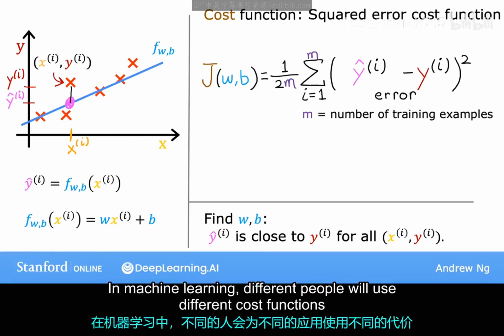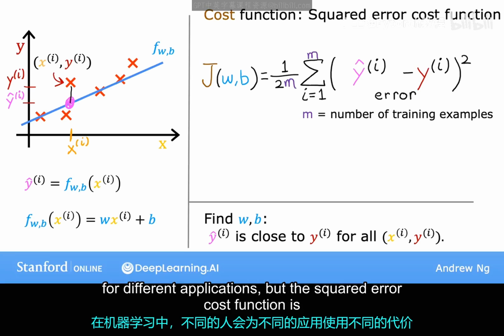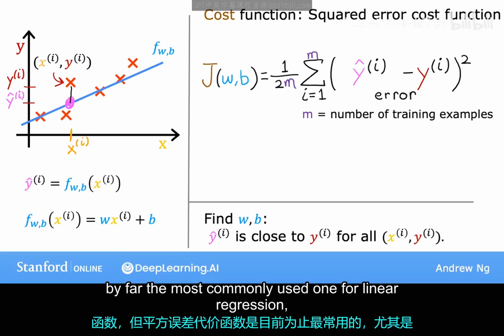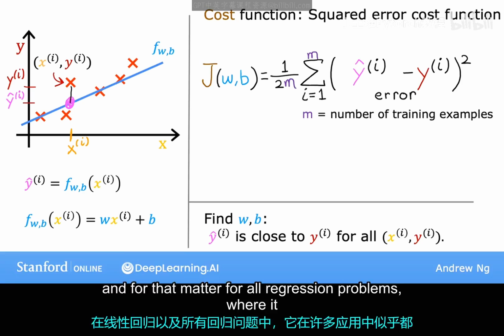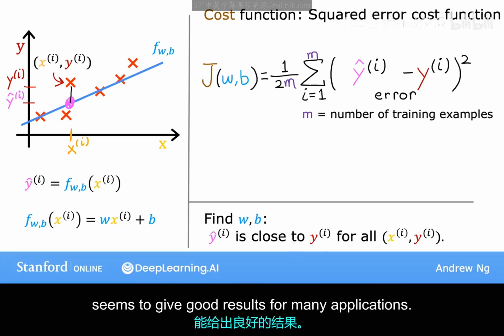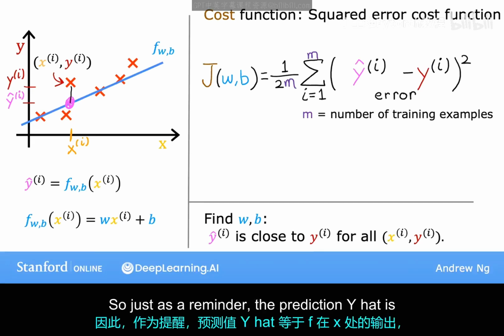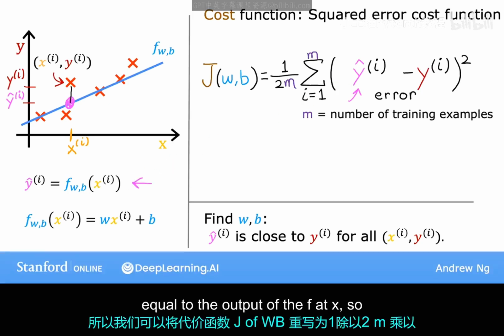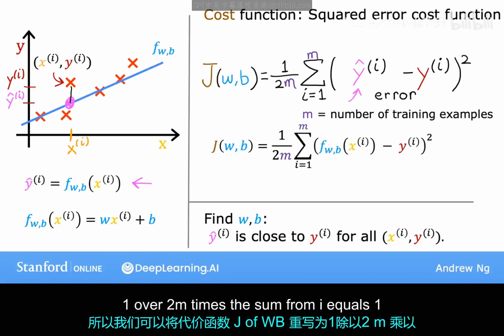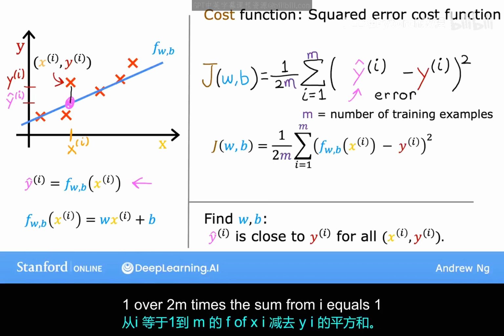In machine learning, different people will use different cost functions for different applications, but the squared error cost function is by far the most commonly used one for linear regression, and for that matter for all regression problems, where it seems to give good results for many applications. So just as a reminder, the prediction y hat is equal to the output of the model f at x. So we can rewrite the cost function J of w, b as 1 over 2m times the sum from i equals 1 to m of f of x i minus y i, the quantity squared.